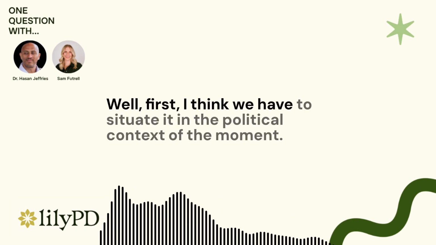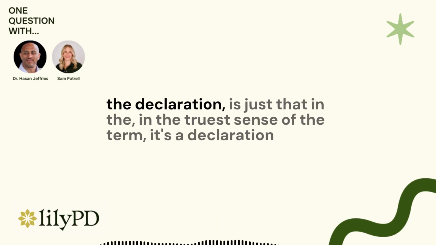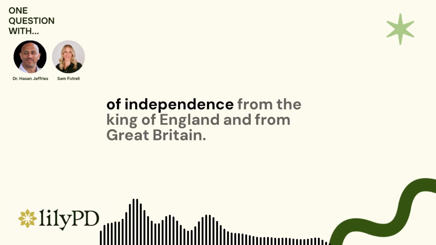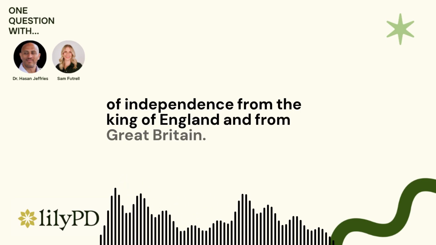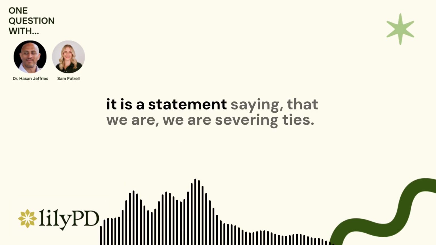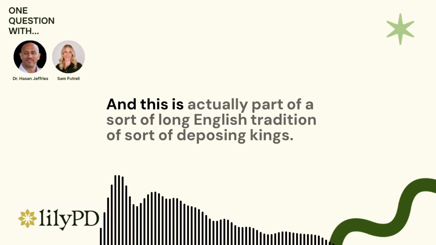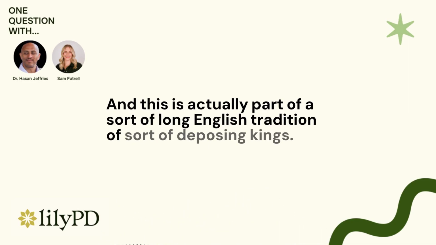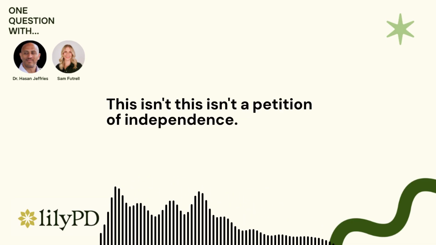Well, first, I think we have to situate it in the political context of the moment. The Declaration is just that, in the truest sense of the term. It's a declaration of independence from the King of England and from Great Britain. It is a statement saying that we are severing ties, and this is actually part of a long English tradition of deposing kings, right? This isn't a petition of independence.